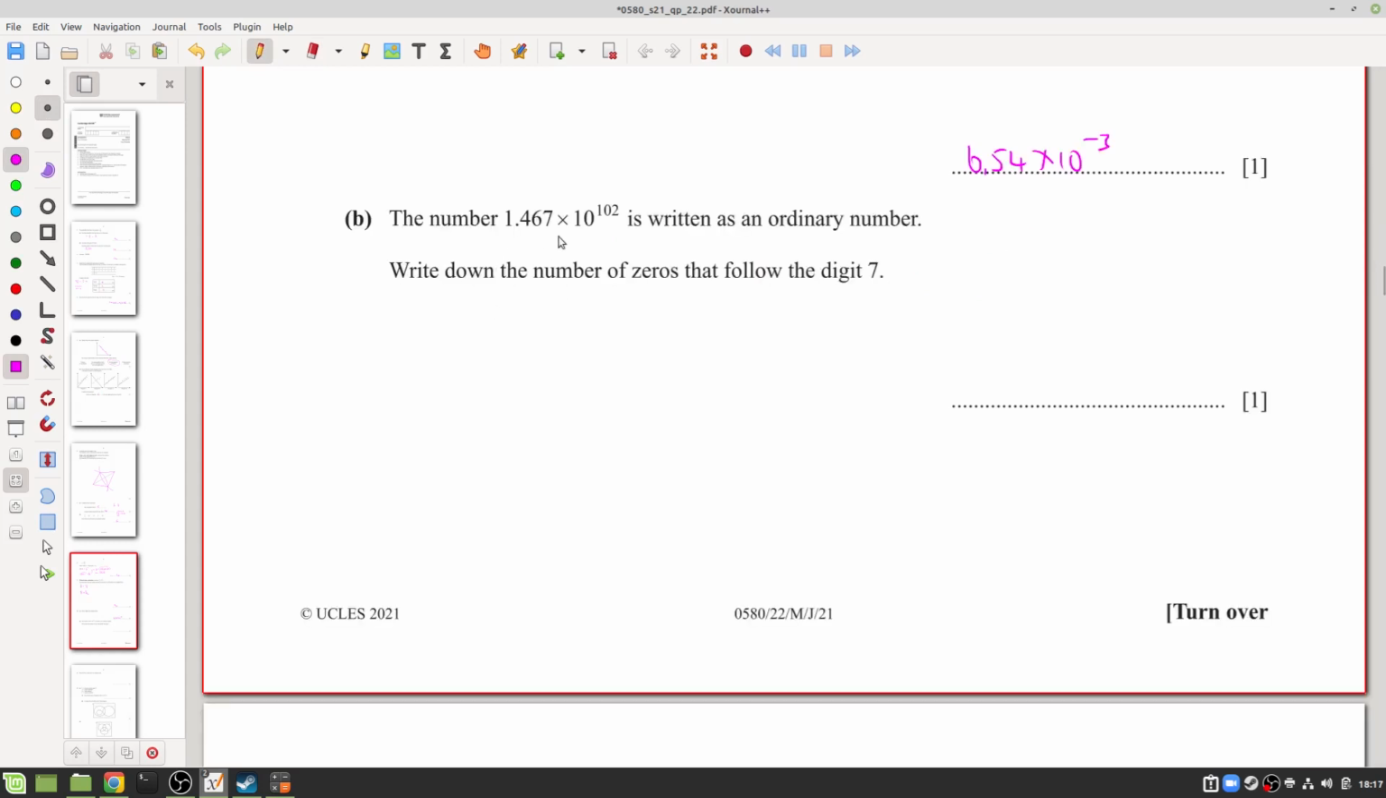Right, the number 1.467 times 10 to the 102 is written as an ordinary number. Write down the number of zeros that follow the digit 7. Okay, so we know we have to move the comma 102 spots to the right. So 1, 2, 3, and then if we move it again, we're starting with a 0. So the first 3 of these will not be zeros, so the next ones will be. So 102 minus 3, so the first 3 won't be zeros, and then whatever is left, that's going to be zeros. So it's going to be 99 zeros.